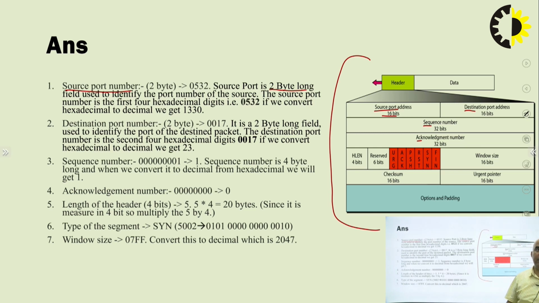So the source port number is the first 4 hexadecimal digits, that is 0532. If we convert it from hexadecimal, we will get the decimal number. So this is the source port number in decimal. Okay, now again we have to come to the destination port number.